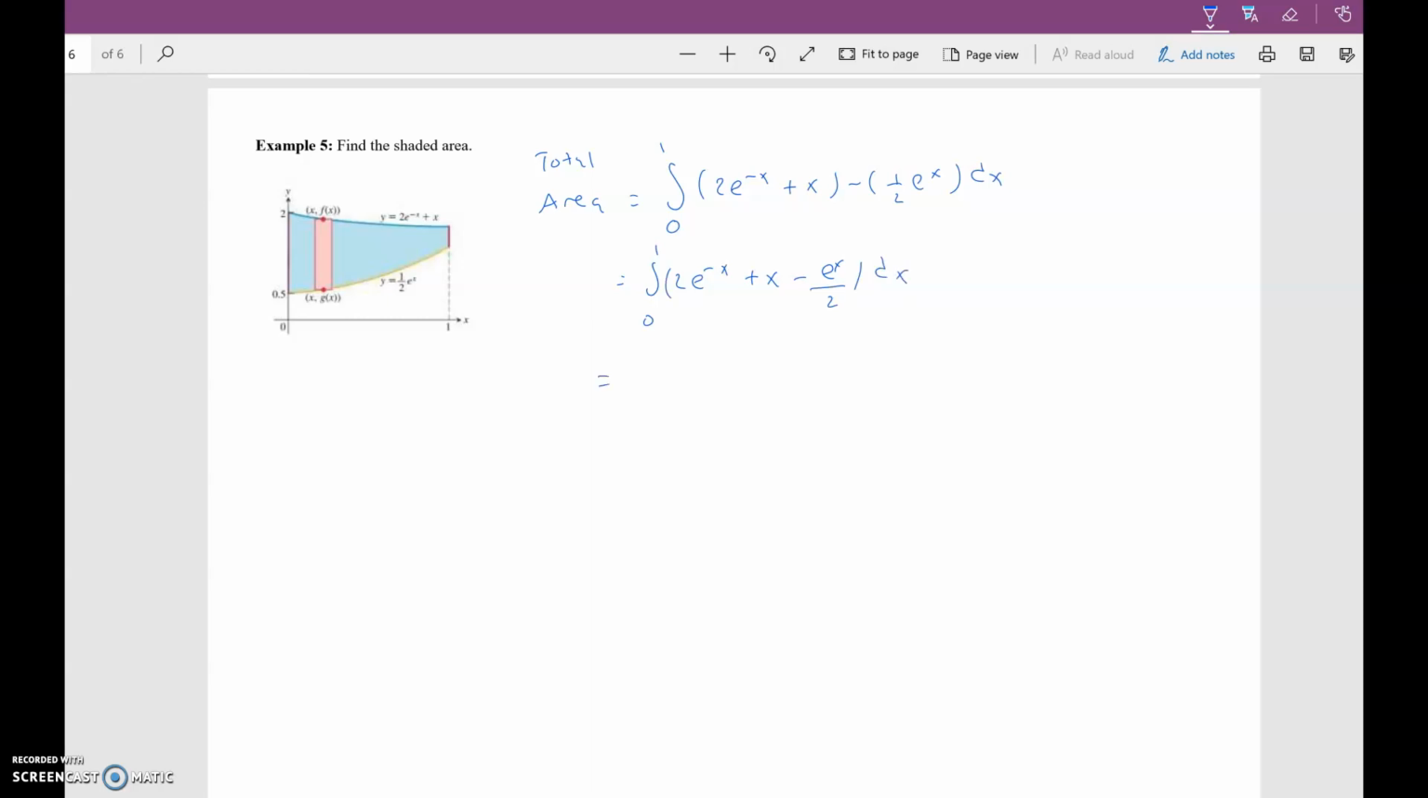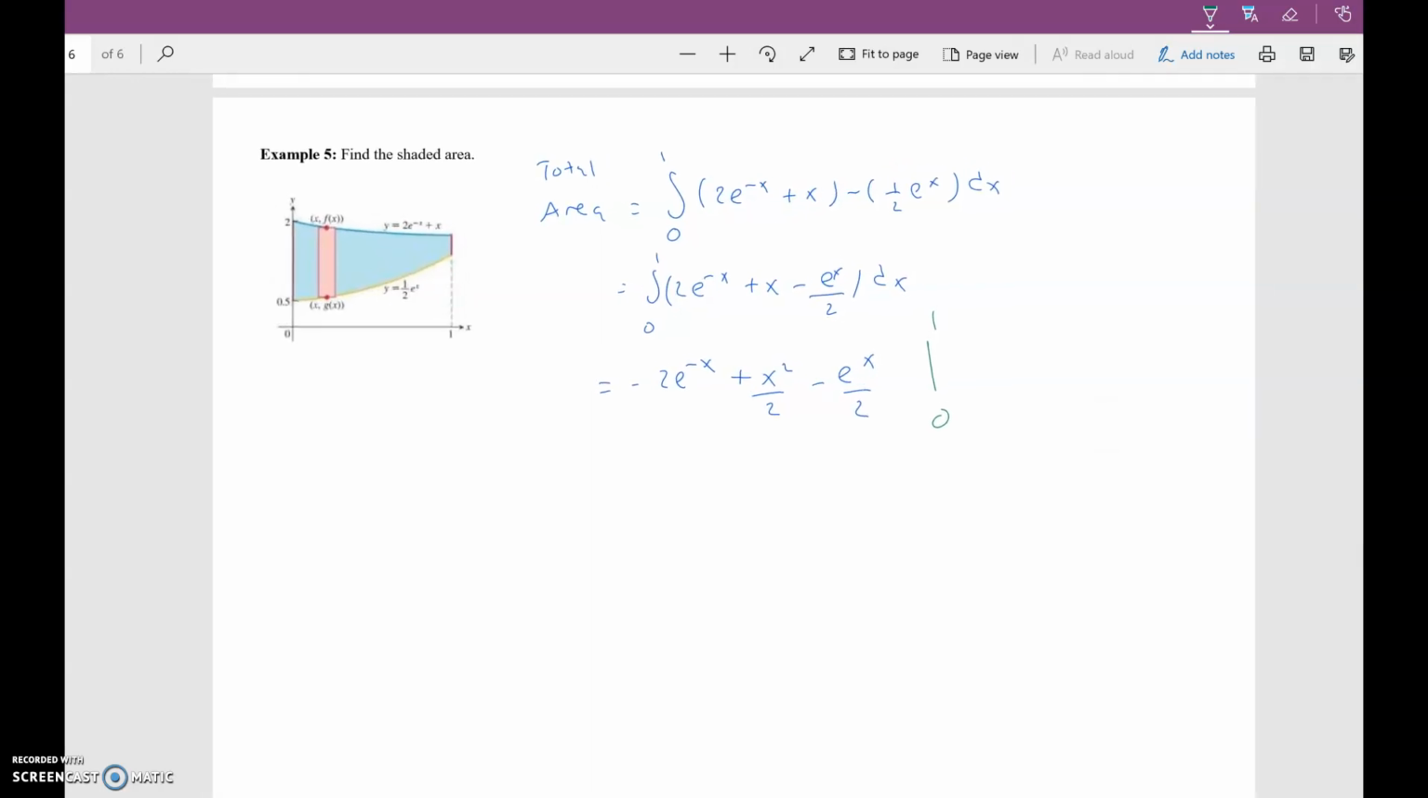So evaluating the integral is going to give us negative 2e^(-x) + x^2 divided by 2, technically minus e^x divided by 2. Our limits of integration are from 0 to 1. Let me move it here because it's going to turn a little bit messy.